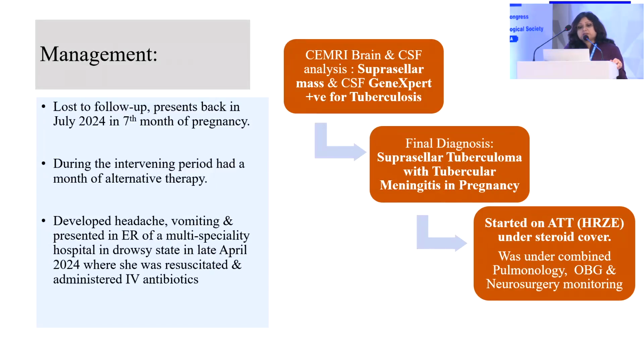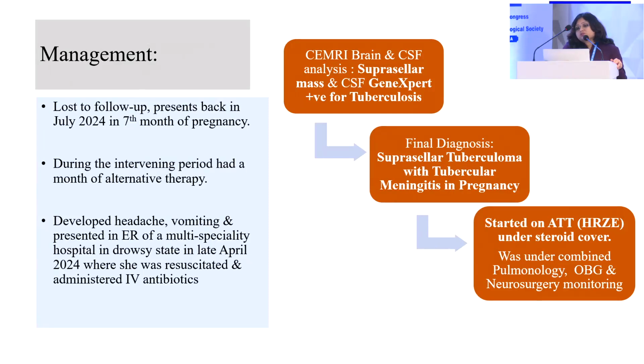During this intervening period, she had undergone a month of alternative therapy. She had developed headache following the alternative therapy and had presented in the ER of a multi-specialty hospital with headache, vomiting, and in a drowsy state in late April, where she was resuscitated and administered IV antibiotics. Here, she underwent a repeat contrast-enhanced MRI brain and a CSF analysis that showed a suprasellar mass, and CSF was GeneXpert positive for tuberculosis.